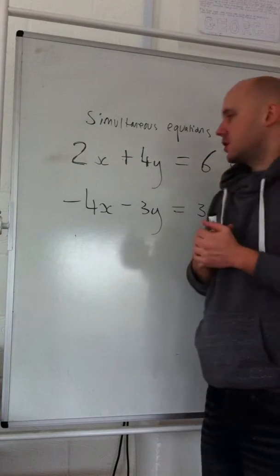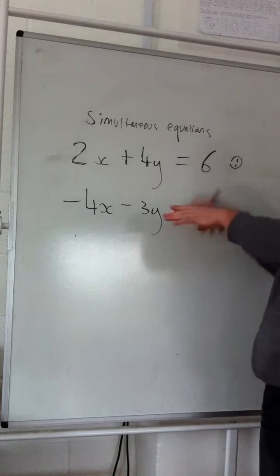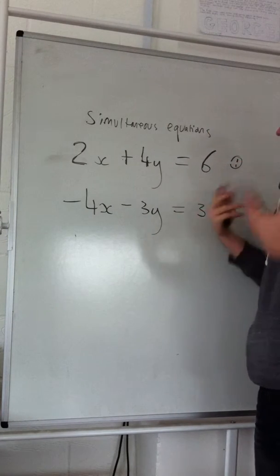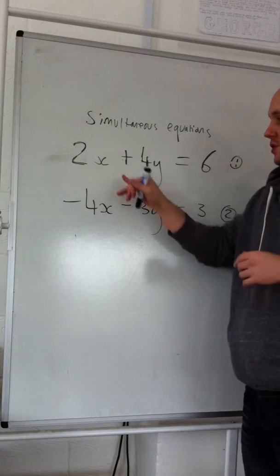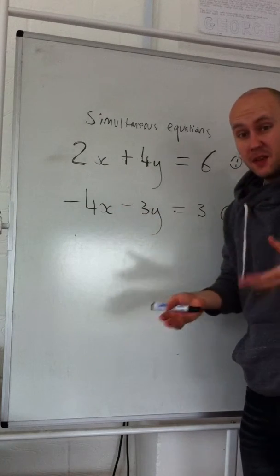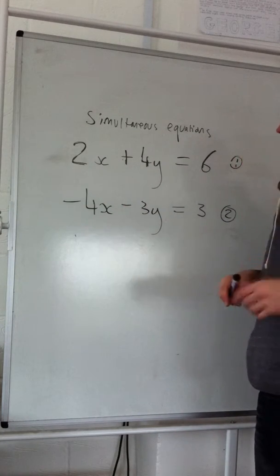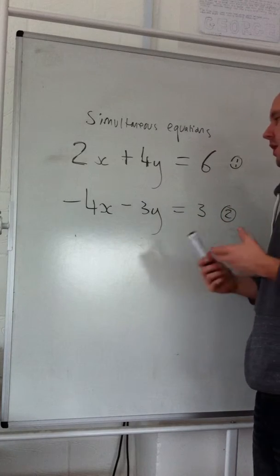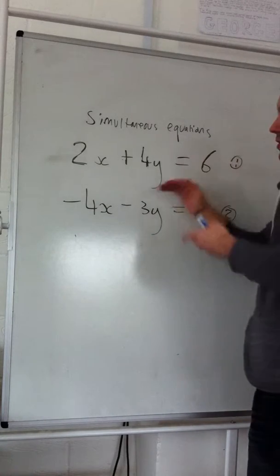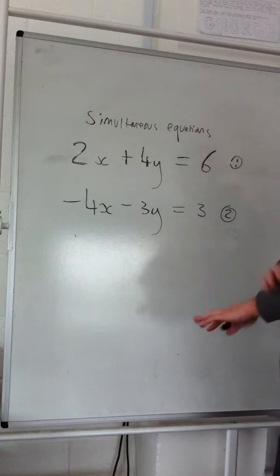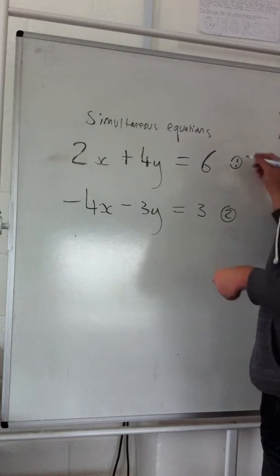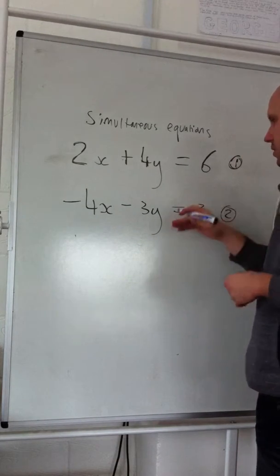So, simultaneous equations. The reason they're simultaneous is that you've got two equations, and you have to use them both to figure out what the coefficients of x and y are. It could be anything, it could be a and b, it could be n and m, but usually it's x and y. So you've got to use both equations to figure out what these coefficients equal. So, we have equation 1 and equation 2.